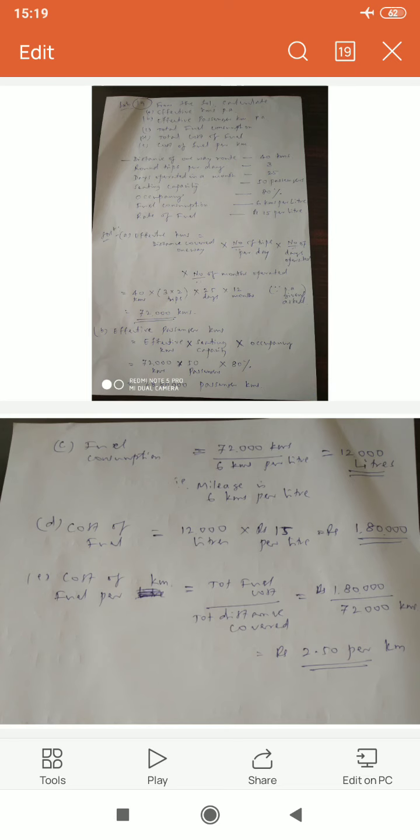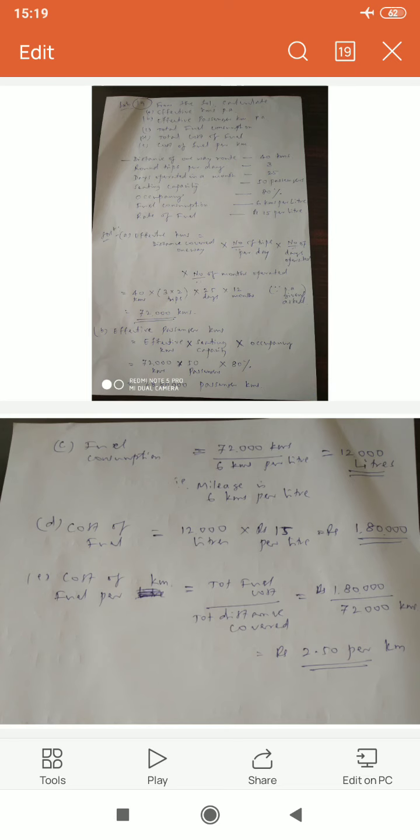Now, which is the second requirement? Second requirement being effective passenger kilometer. What you have ascertained above is only effective kilometers. The second requirement being effective passenger kilometer per annum. Therefore, effective passenger kilometers per annum is equal to 72,000 kilometers, that is effective kilometers multiplied by seating capacity multiplied by occupancy.